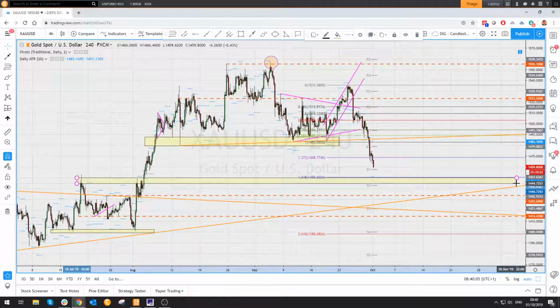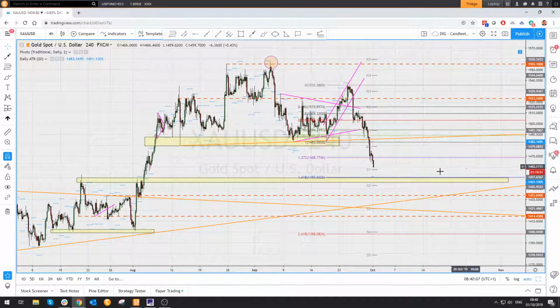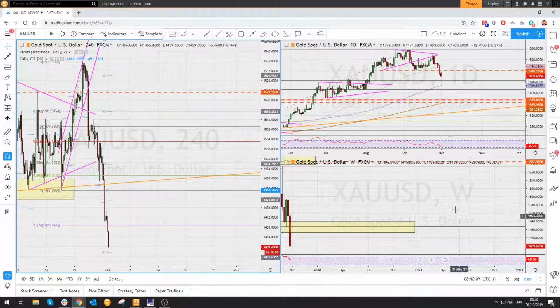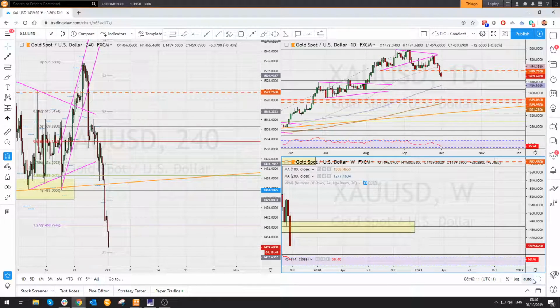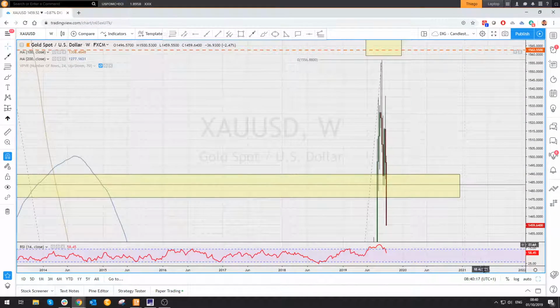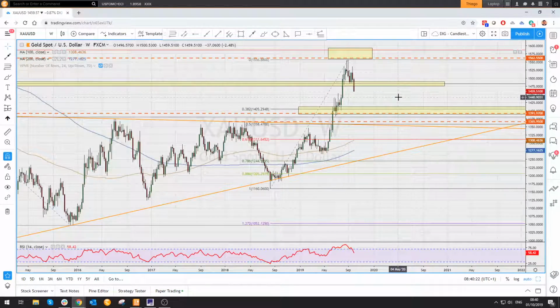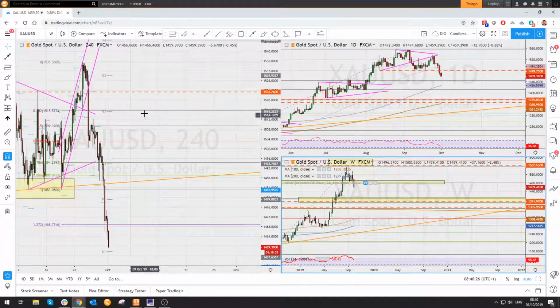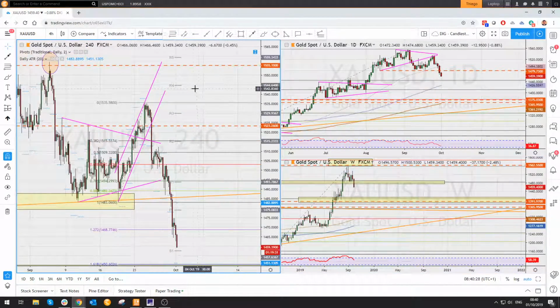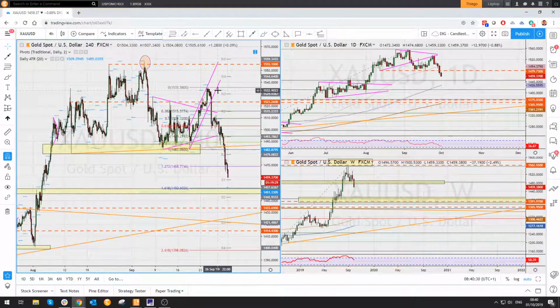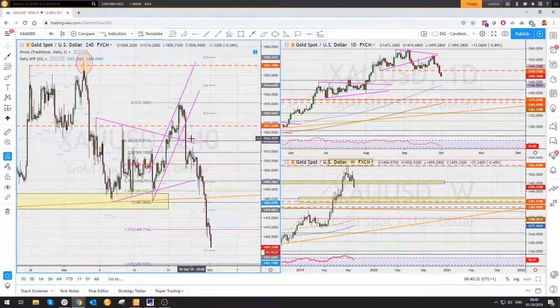So you can see here 4-hour support here. So I'll be watching gold, but the area that I really want to do some business with is somewhere here around the 1400 level. Okay, I'm really hoping it gets there, because then I think it's a great opportunity to really start doing business with gold.